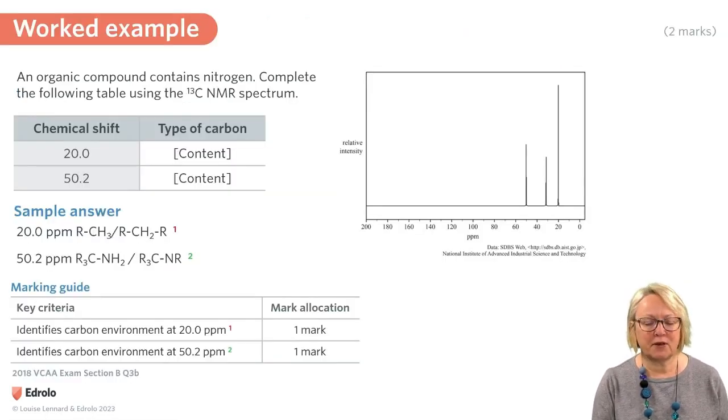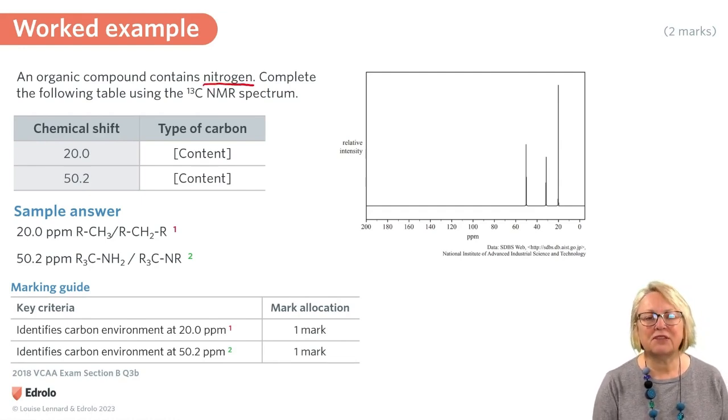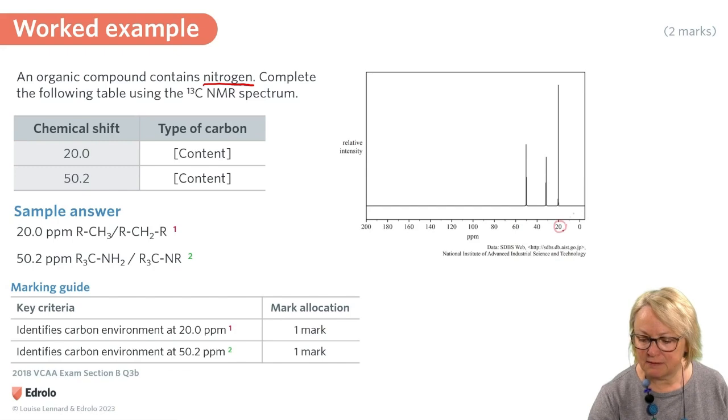Okay, let's have a look at a worked example. An organic compound contains nitrogen, so we're told that. Complete the following table using the 13-carbon NMR spectrum, which is shown on the slide. So we have a chemical shift at 20 parts per million, and we have another one at 50.2.